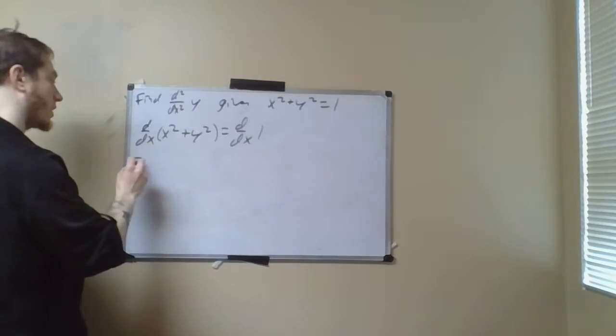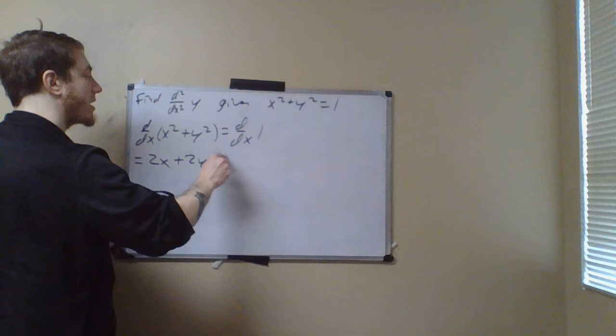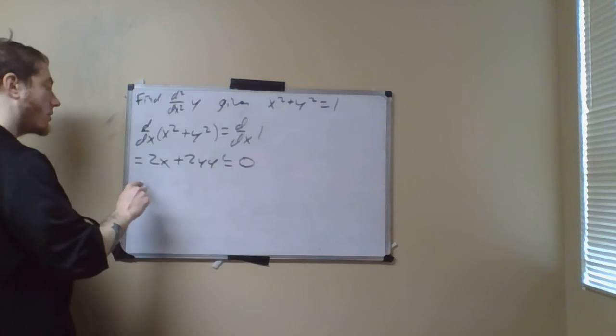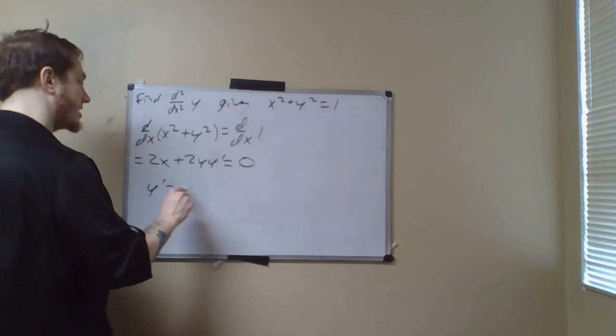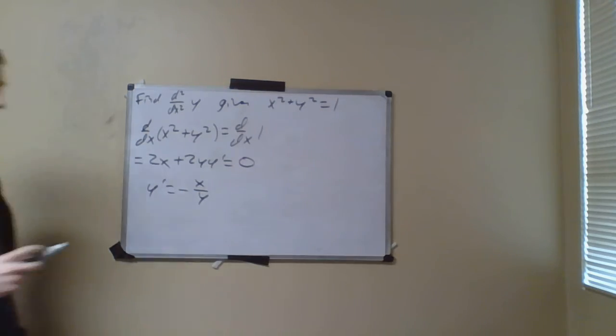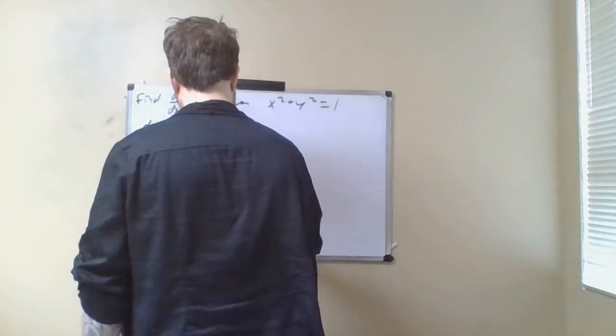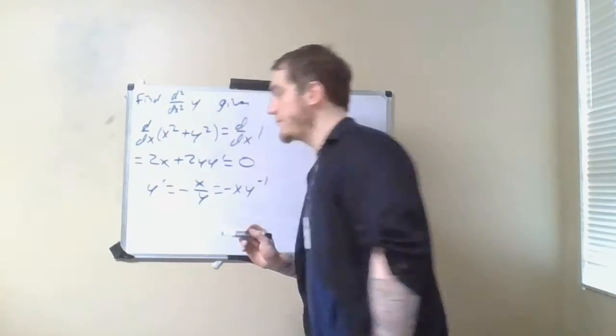So we'll go through it pretty quickly. Here, this is going to give me 2x plus 2y y prime is equal to 0. And this gives me y prime is equal to negative x divided by y, which I can also think of as negative x y to the minus 1.